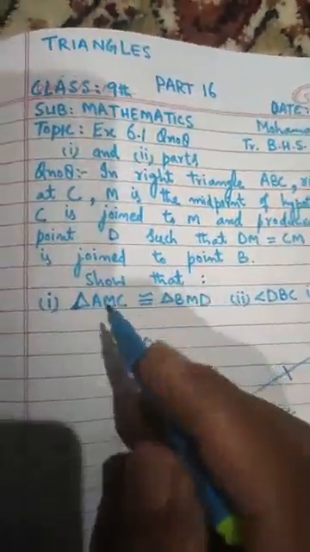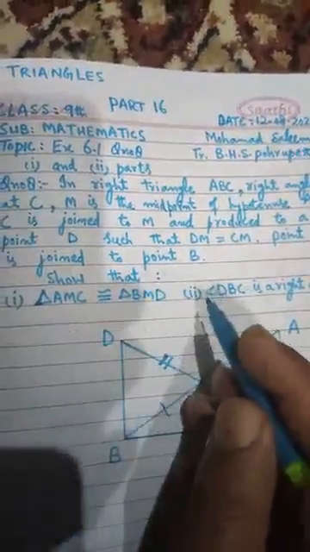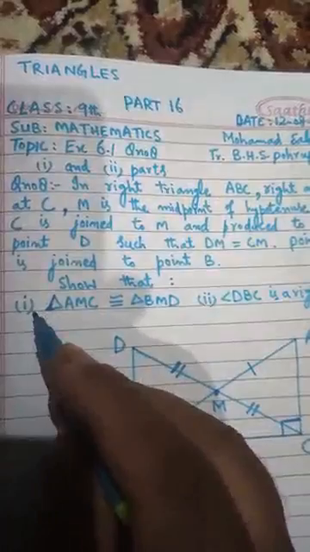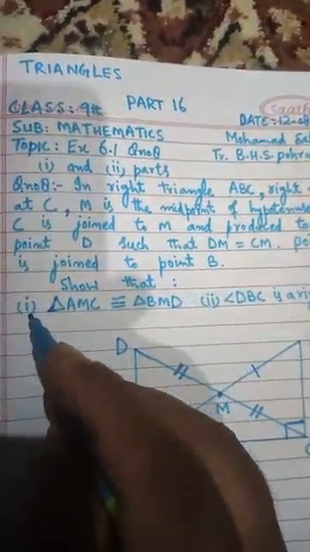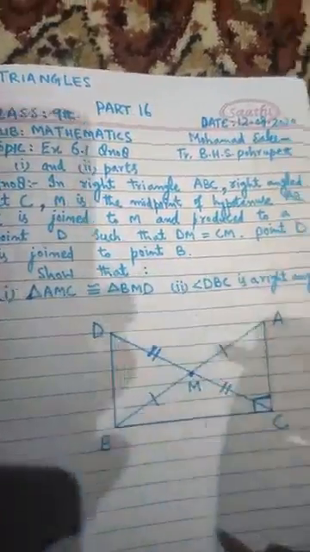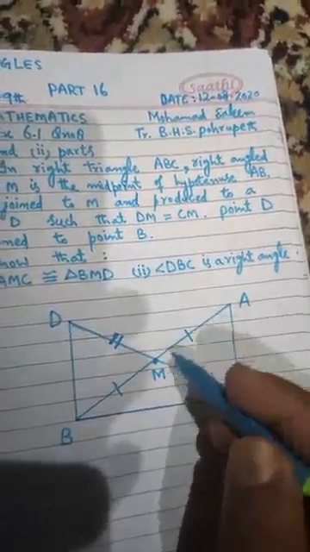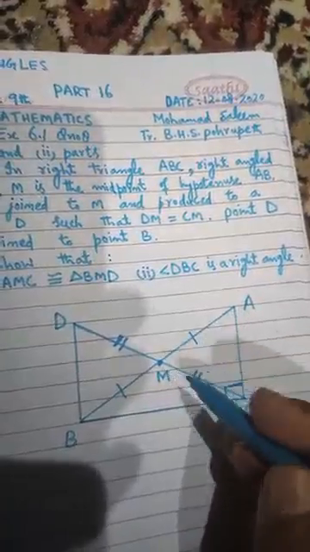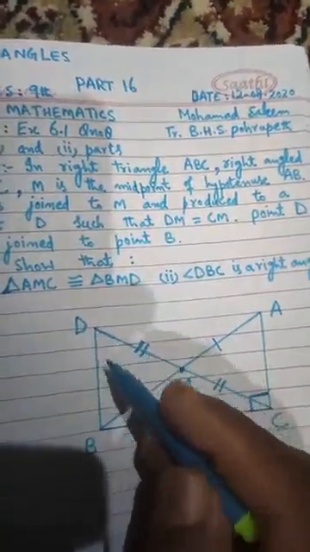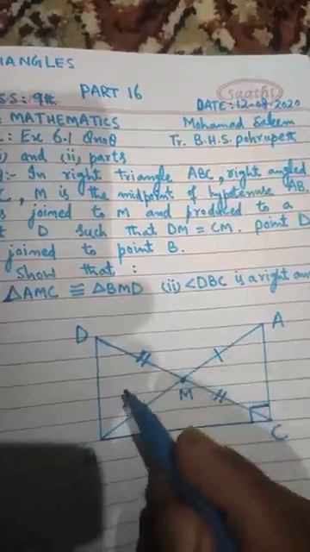Now what we have to prove? It has 4 parts, and out of 4 we are going to prove the first 2 parts. First part says that triangle AMC is congruent to triangle BMD. Now where is triangle AMC? That means this triangle. AMC is congruent to triangle BMD, that means this triangle. These 2 triangles are to be proved as congruent.